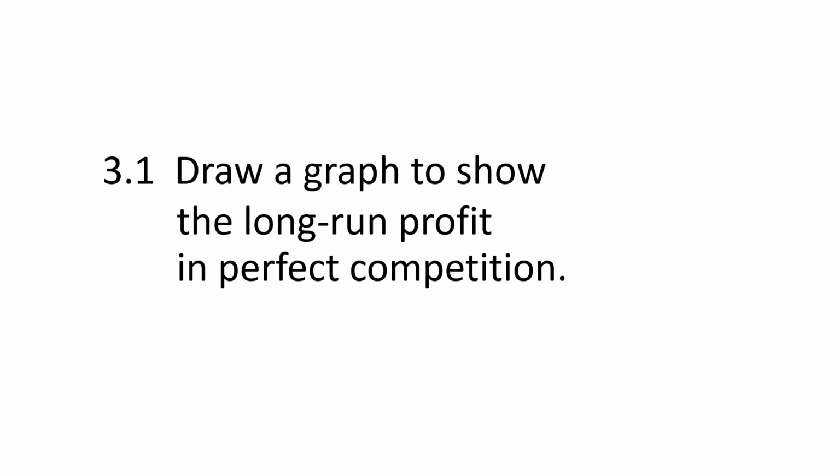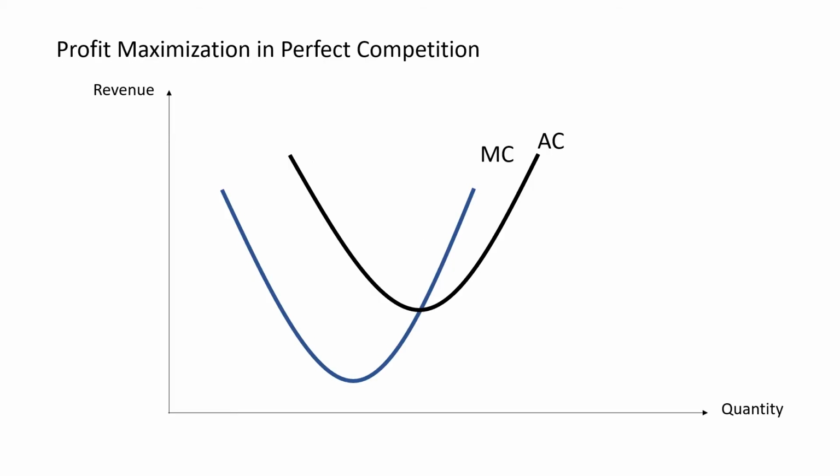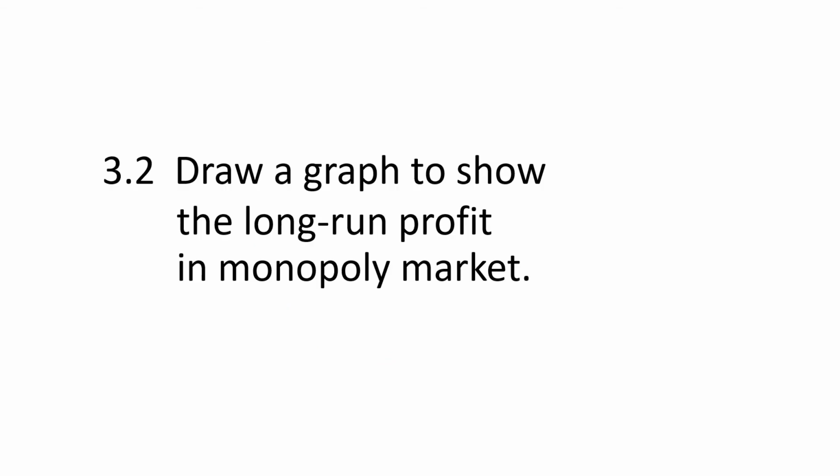Now we turn to question number 3, profit in the long run. 3.1, you draw a graph to show the long run profit in perfect competition. You use the graph with the MC and AC, and now you show the price and the equilibrium price, equilibrium quantity, and in the long run, firms in perfect competition gain just only what? You draw the graph.